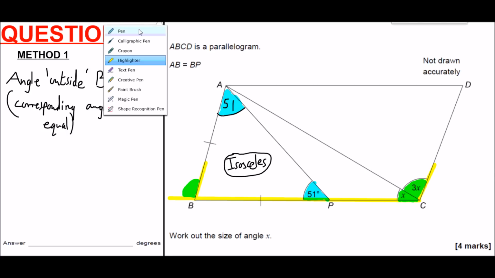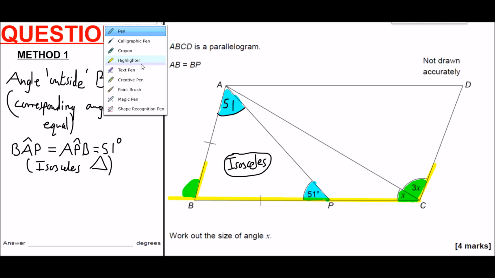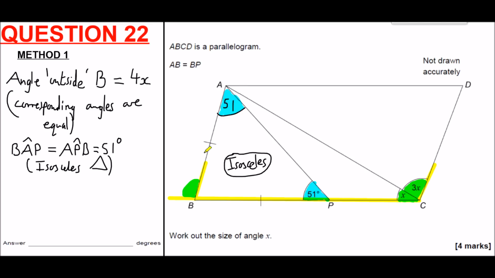So we can write this down as saying BAP equals angle APB, which is 51 degrees. And we can use that angle fact because we know it's an isosceles triangle. So once we know that, we can then work out the angle at B, ABP.